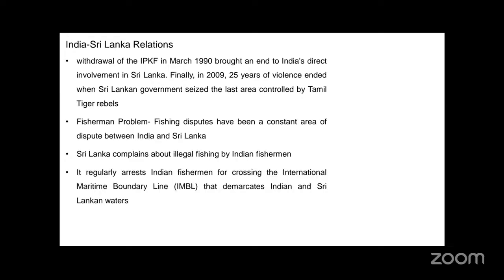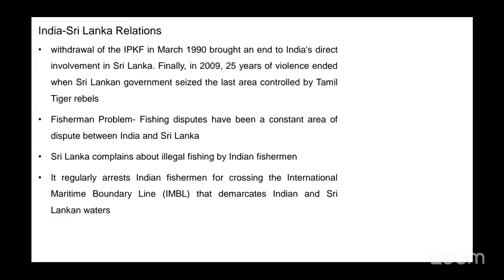Now, next, another most important problem between India and Sri Lanka is the fishermen disputes. As the international borders are very near, the drifting of fishermen from one country into the waters of the other has always been a constant dispute between India and Sri Lanka. Sri Lanka complains about illegal fishing by Indian fishermen, because it tries to assert that these Indian fishermen have been crossing the international boundary line demarcated between India and Sri Lanka. This is why Sri Lanka has been complaining about this.